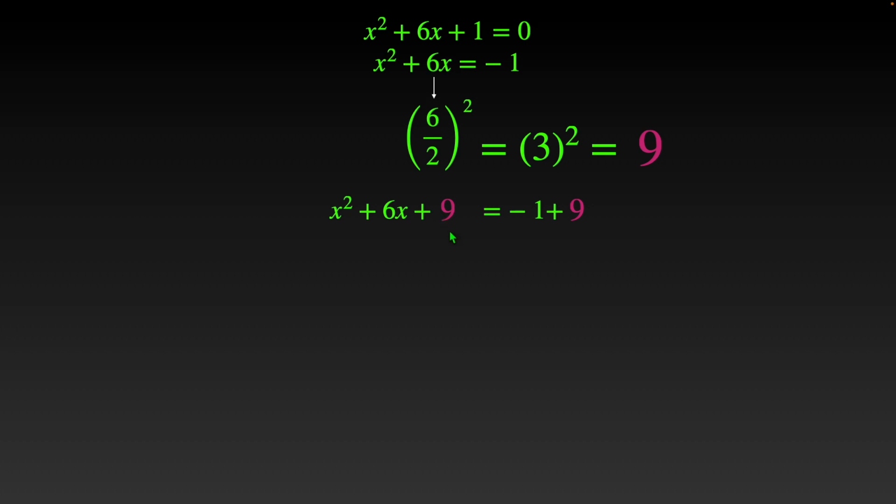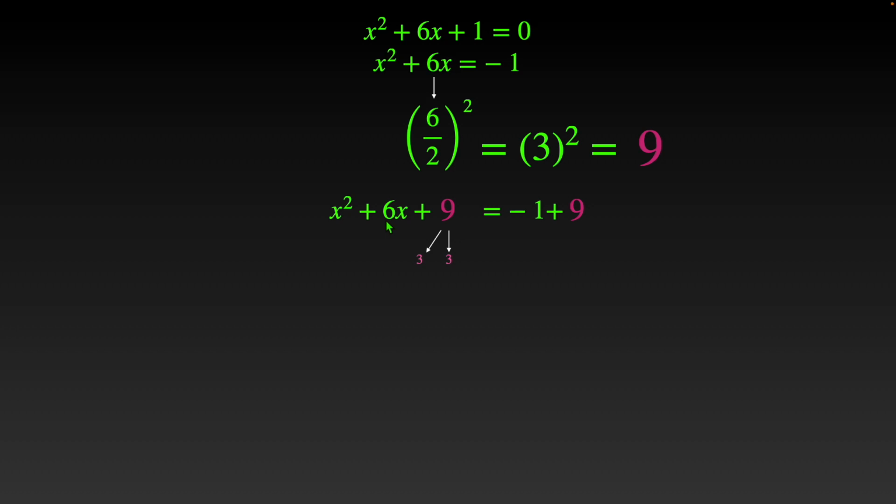Now we can go ahead and factor the left-hand side. How do we factor the left-hand side? We're looking for two factors of 9 that will sum up to positive 6. This means we are looking for two numbers. When multiplied together will give us 9, but when added together we should get positive 6. And those numbers are positive 3 and positive 3. 3 times 3 is 9 and 3 plus 3 is positive 6.